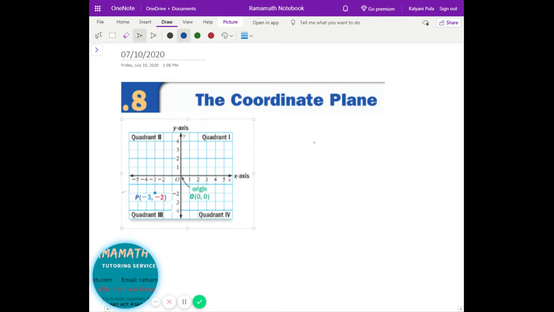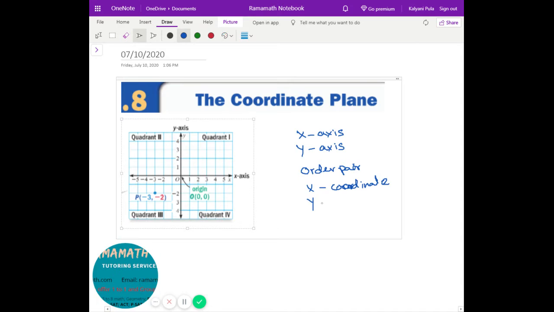and what's the y-axis. X-axis, y-axis, x-coordinate and y-coordinate, ordered pair, and coordinate plane. Okay. Now let's look at it so we can get some sense out of it.